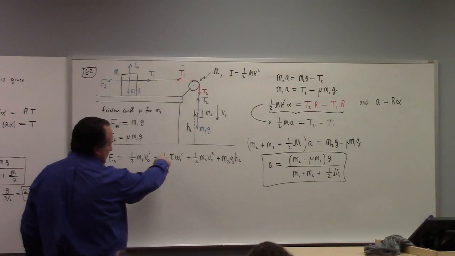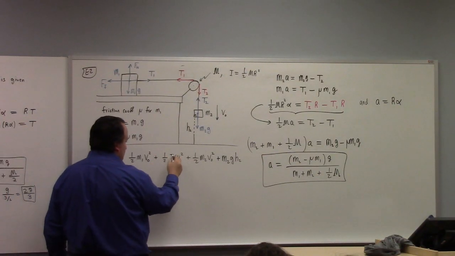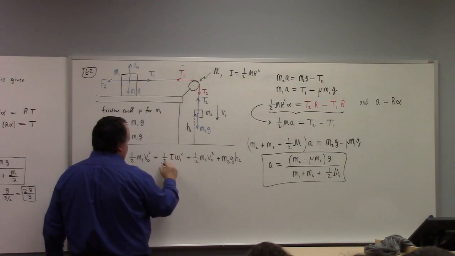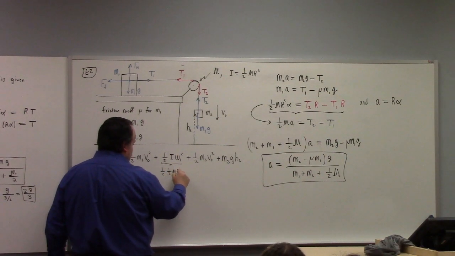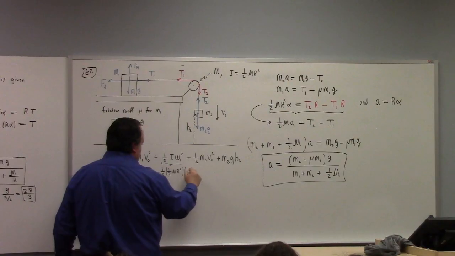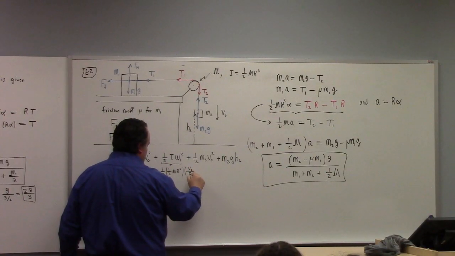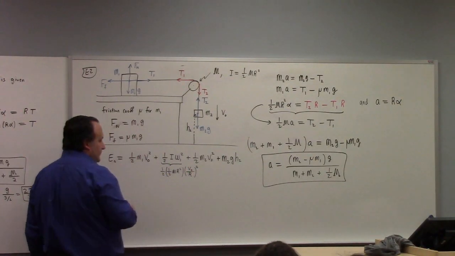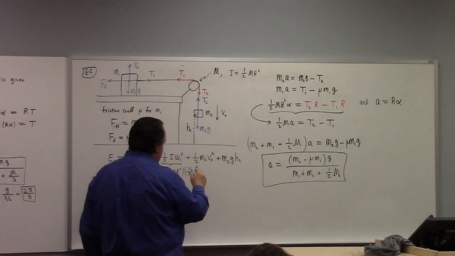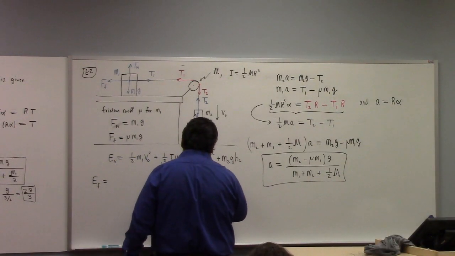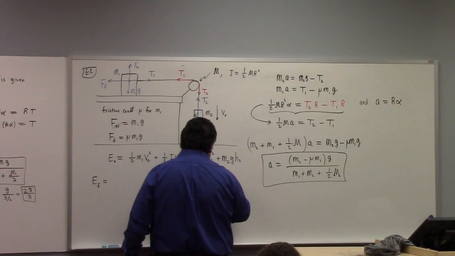Can you simplify this piece right here? What is this actually? Let's talk about that for a second. This is 1/2 of 1/2 M r squared, times v naught over r squared. So that's actually 1/4 M v naught squared. The rotational energy of the system initially would be 1/4 big M v naught squared.